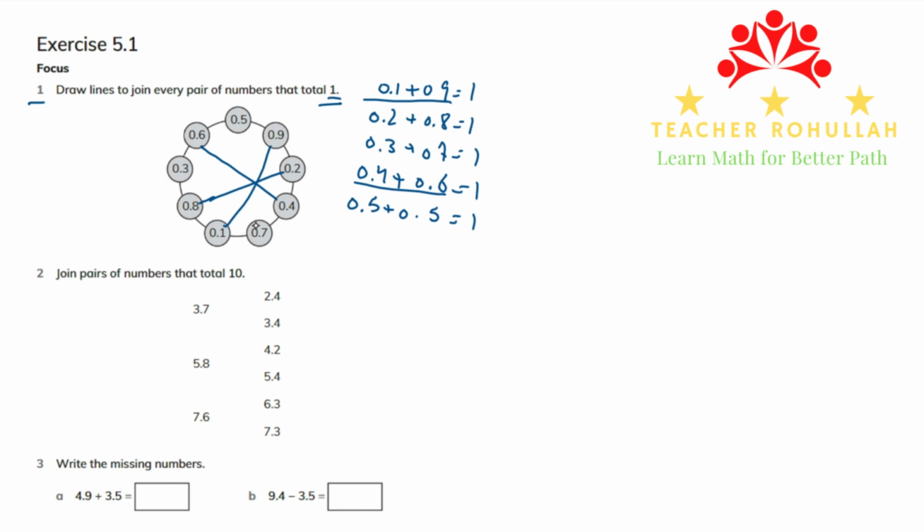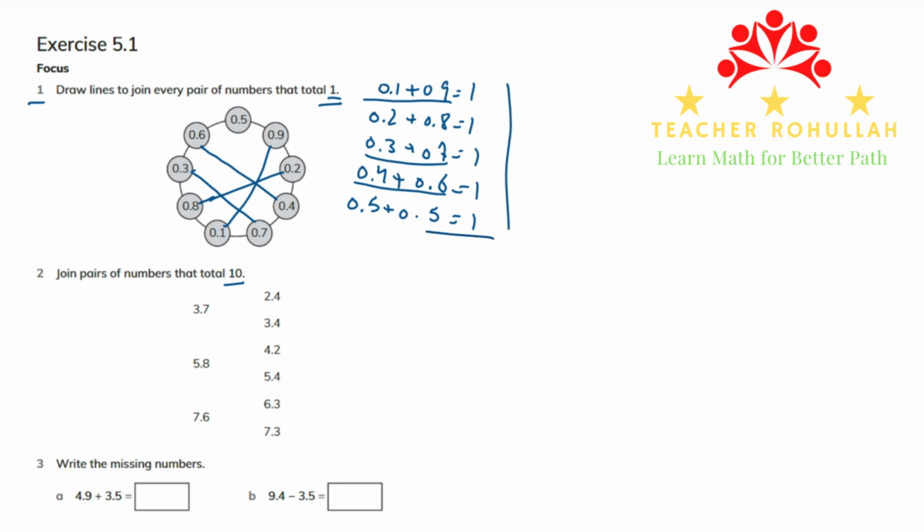Well, and we have 0.7. 0.7 plus 0.3 gives us 1. So we connect 0.7 with 0.3. And we are done with the circle. But we don't have any other 0.5 to connect this one to get 1. Well, question 1 is solved. In question 2, it says, join pairs of numbers that total 10.